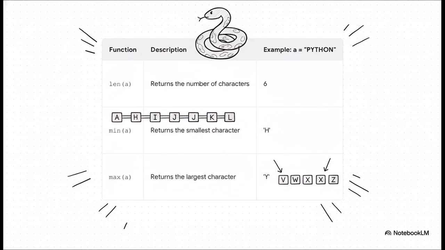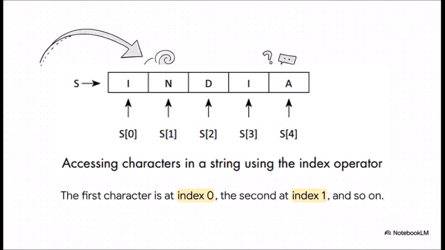Easy. Now, min and max are pretty interesting. They find the smallest and largest characters based on their standard character order. So for our example, Python, H comes before P, and Y is the furthest along in the alphabet. Now listen up, because this next concept is absolutely crucial, not just in Python, but in a ton of other programming languages. It's this idea that counting starts from zero. We call it zero-based indexing, and it's the key to grabbing individual characters out of a string.